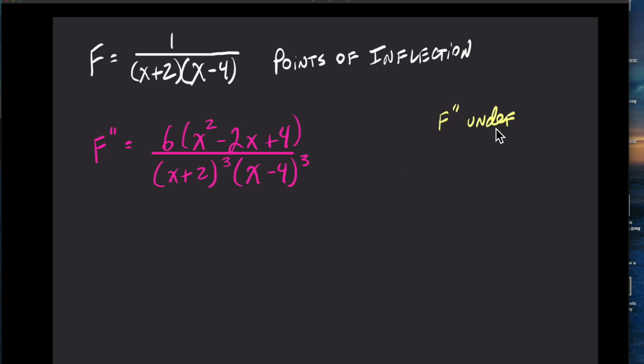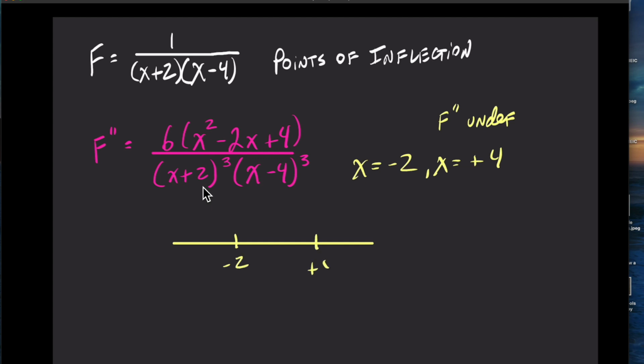F double prime will be undefined if the denominator is 0. So x equals negative 2 and x equals positive 4 will both create that scenario. So we need to do a sign analysis on these two critical values. There's negative 2 and there's positive 4.